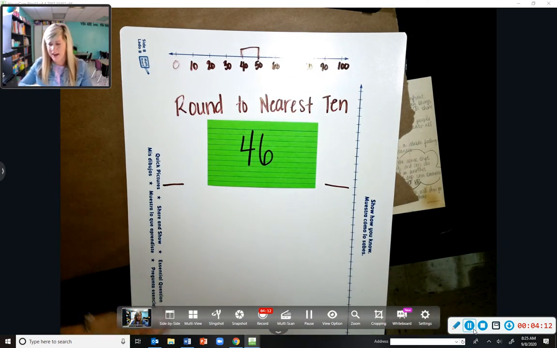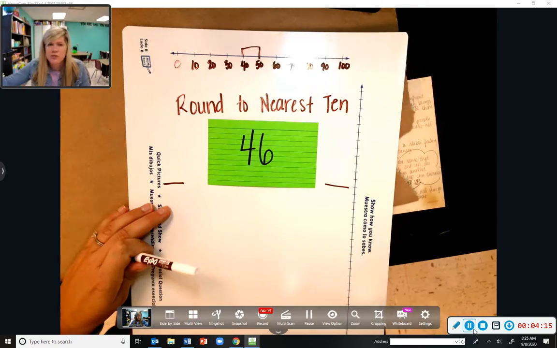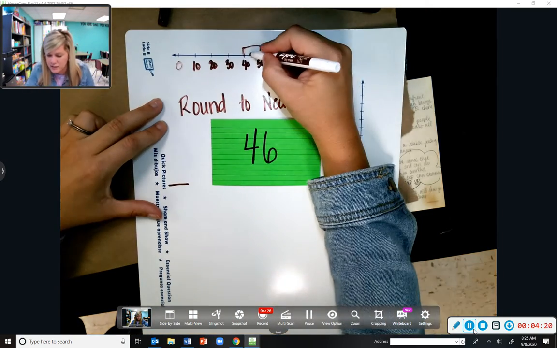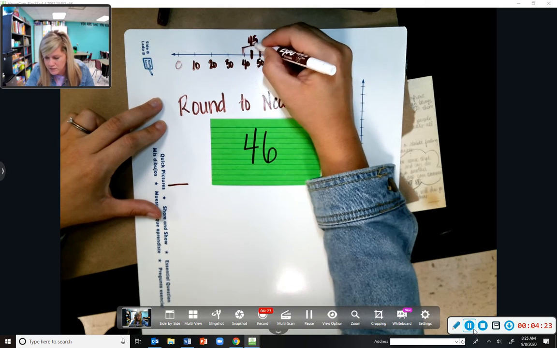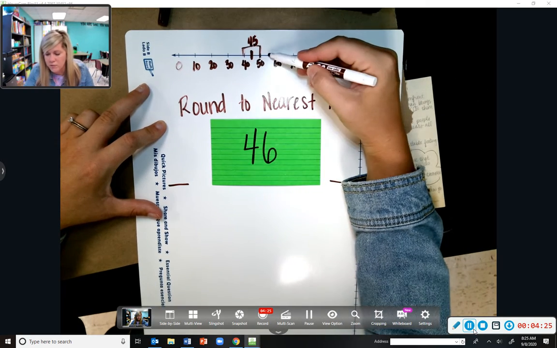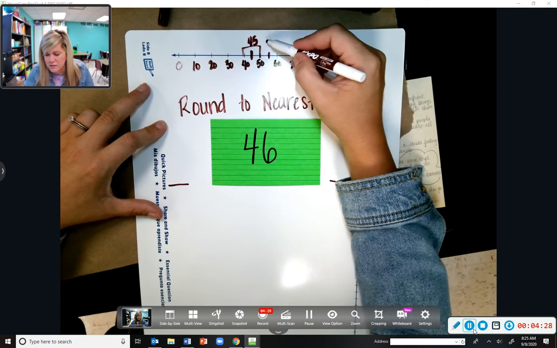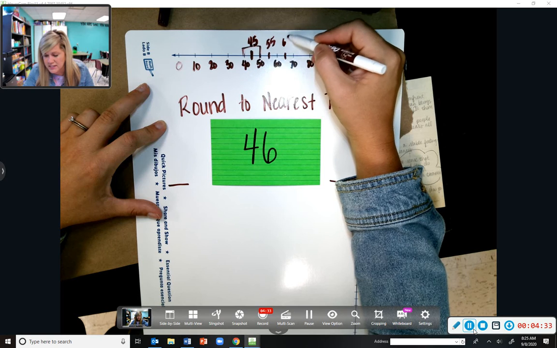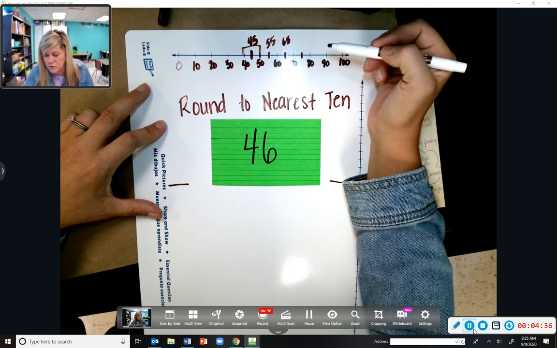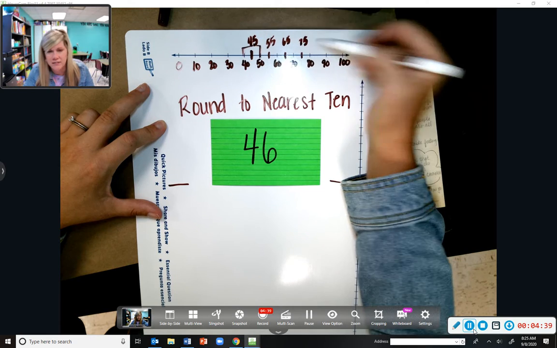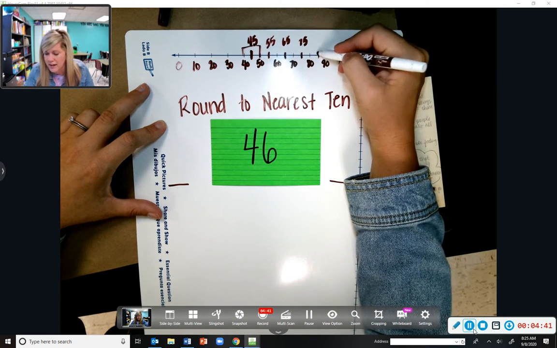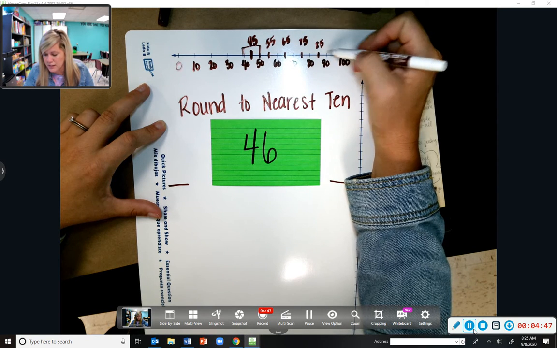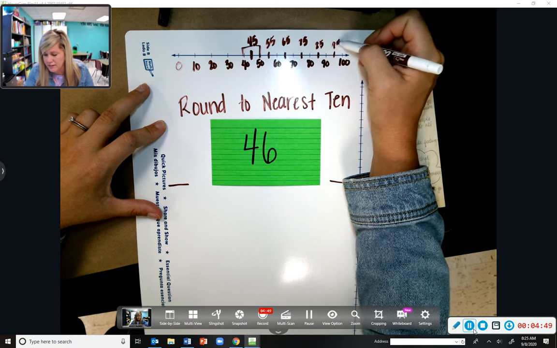Now, what would be the halfway point? What's halfway between 40 and 50? If you're thinking 45, then you're correct. 45 is right in the middle. What would be halfway between 50 and 60? 55. Halfway between 60 and 70? 65. Halfway between 70 and 80? 75. Do you see a pattern now? Halfway between ends in a 5. So next would be 85, then 95.